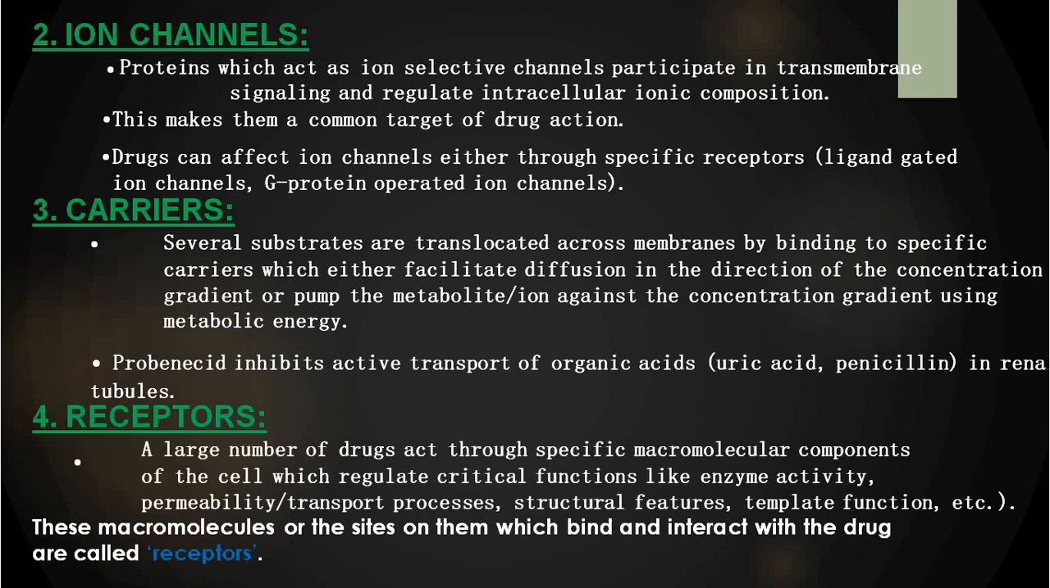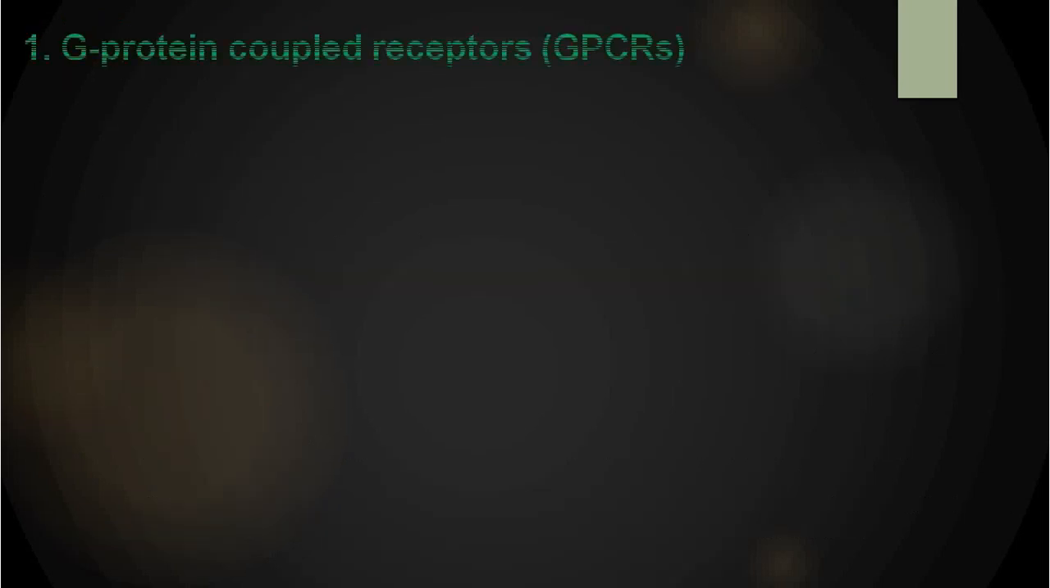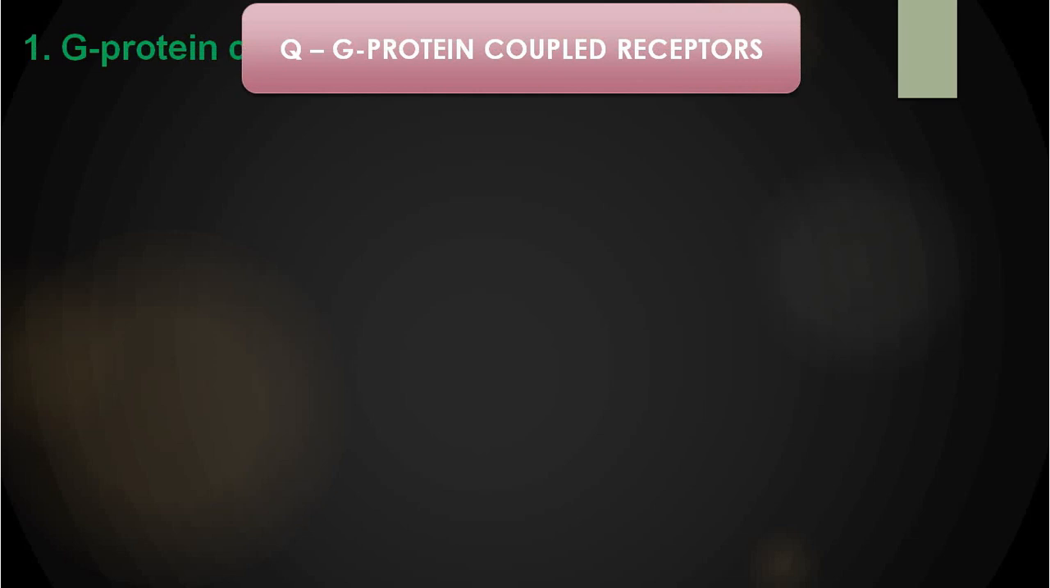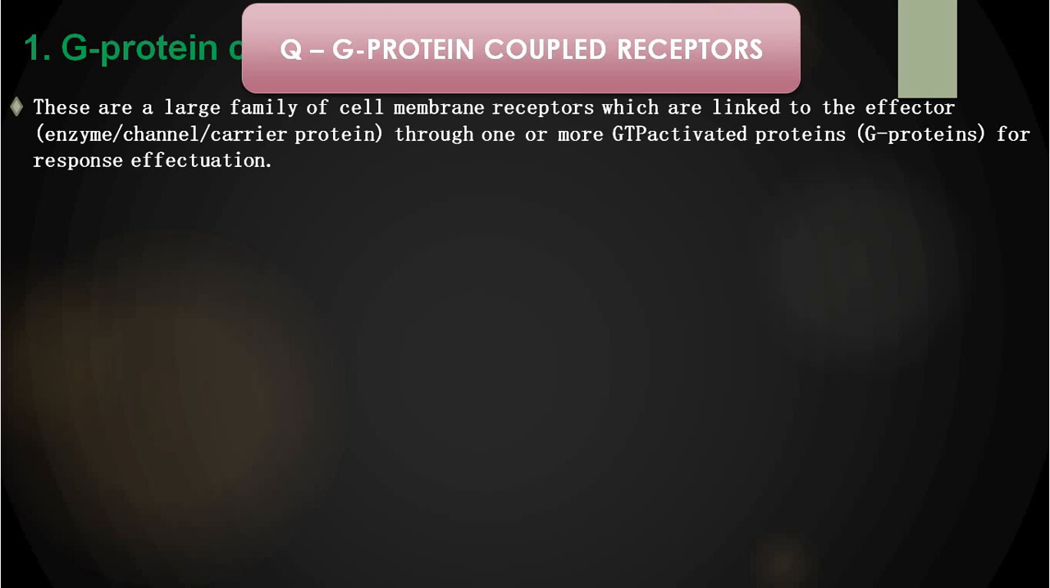Receptors. A large number of drugs act through specific macromolecular components of the cell which regulate critical functions like enzyme activity, permeability, or transport processes, structural features. These macromolecules are the site on which there is binding and interaction with the drug. They are called as receptors, and a short note comes on it. A short note also comes on G protein coupled receptors. They are large family of cell membrane receptors which are linked to effectors such as enzyme, channel, or carrier proteins through one or more GTP activated proteins or G proteins for response effectuation.